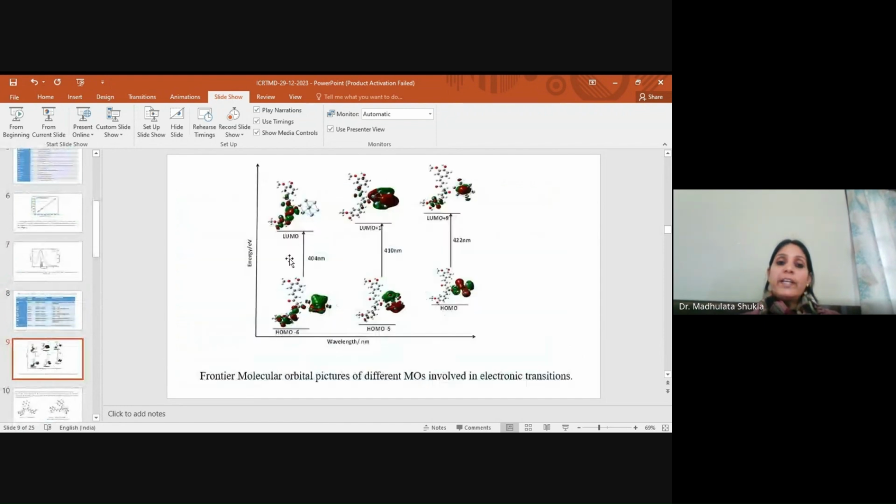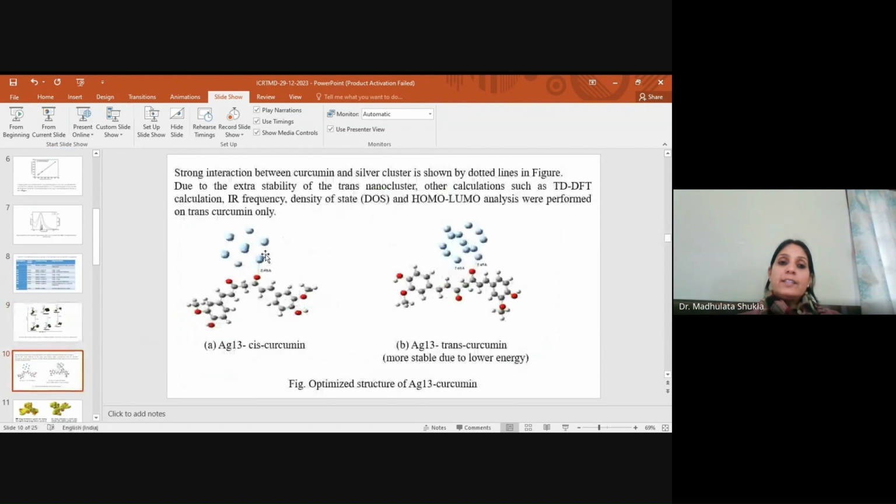This is the frontier molecular orbital picture. Here we see that the HOMO is present on the silver nanoparticle, whereas the LUMO is present on the curcumin in the ground state. And this belongs to the molecular interaction.